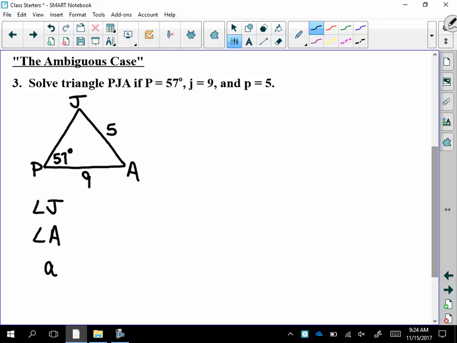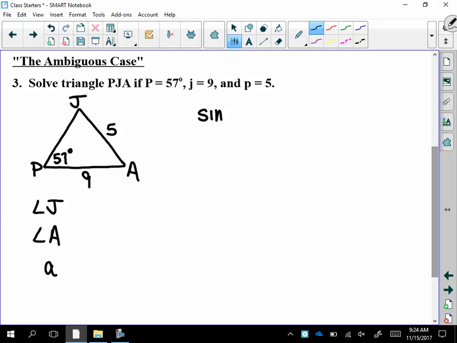And do you want to use the law of sines or the law of cosines? Well, either the law of sines or the law of cosines will work when we're given 3 pieces of information. So we have to make a decision. In this case, the law of sines, because we have an angle-side ratio.